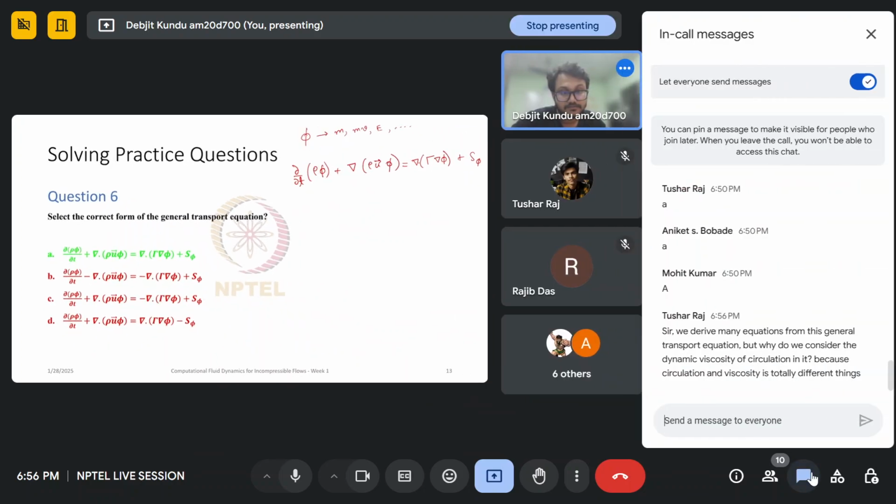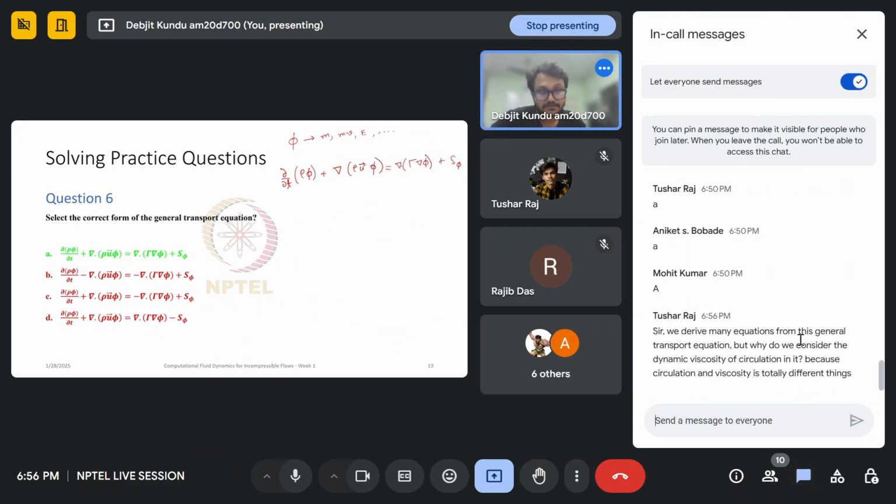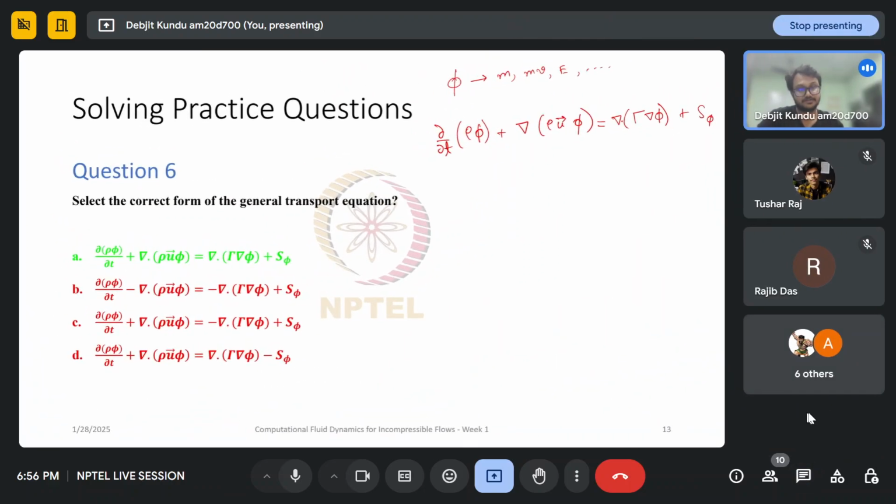Question here. We derive many equations from these general transport equations, but why do we consider the dynamic viscosity of circulation in it? No, gamma here is not circulation. Gamma over here is just a proxy for a diffusion coefficient.